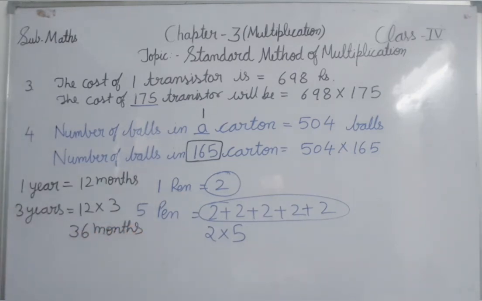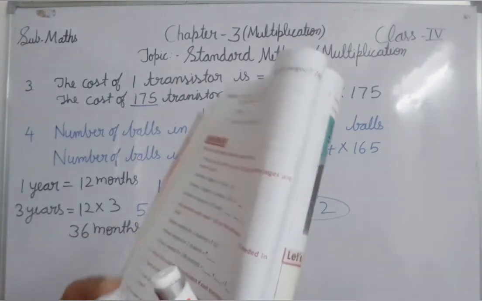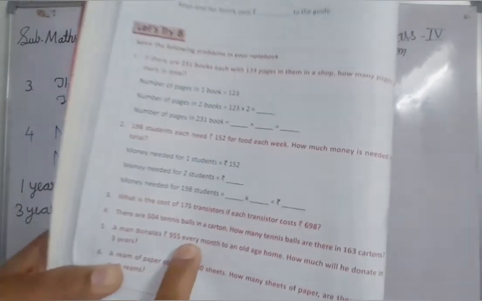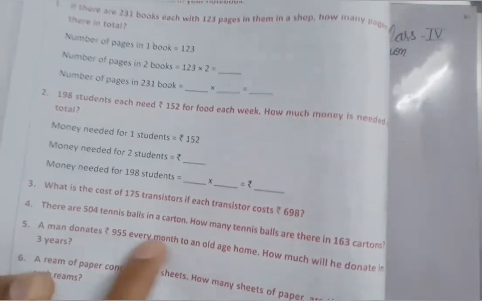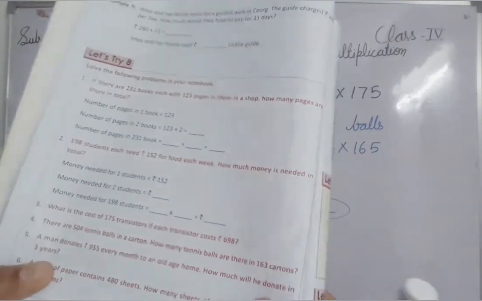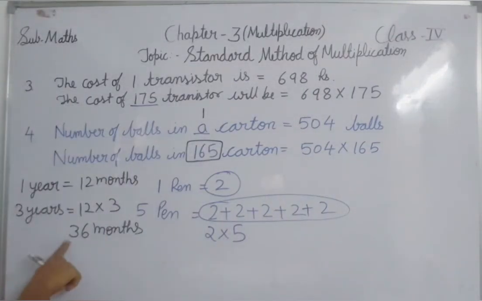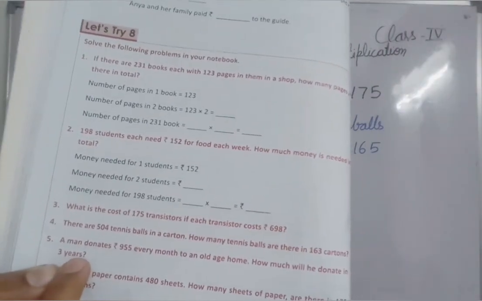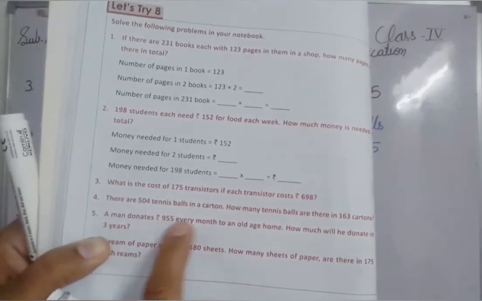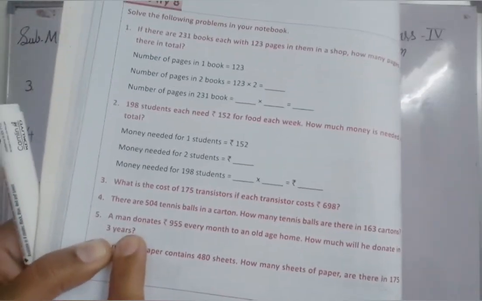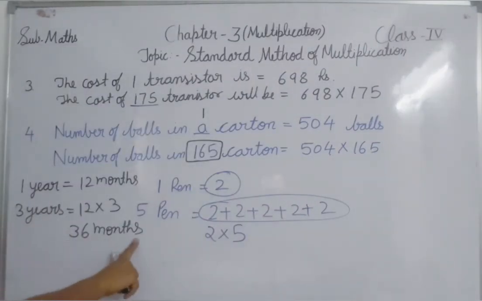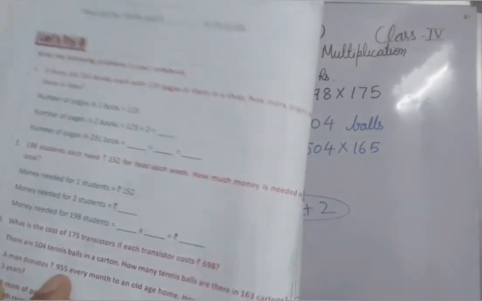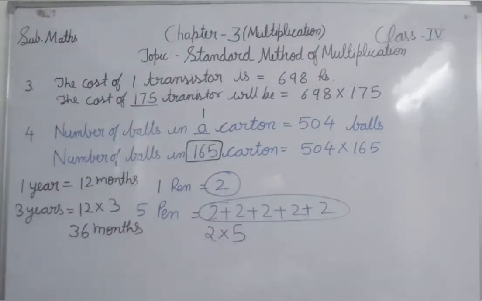So they have given us for 1 month and they are asking for 36 months. A man donates this much every month, and they are asking for 3 years. 3 years means how many months? 36 months. If they have given us in months, we have to find the answer in months only. So what will you do? You will multiply 955 by 36, and we will find the answer. Clear?